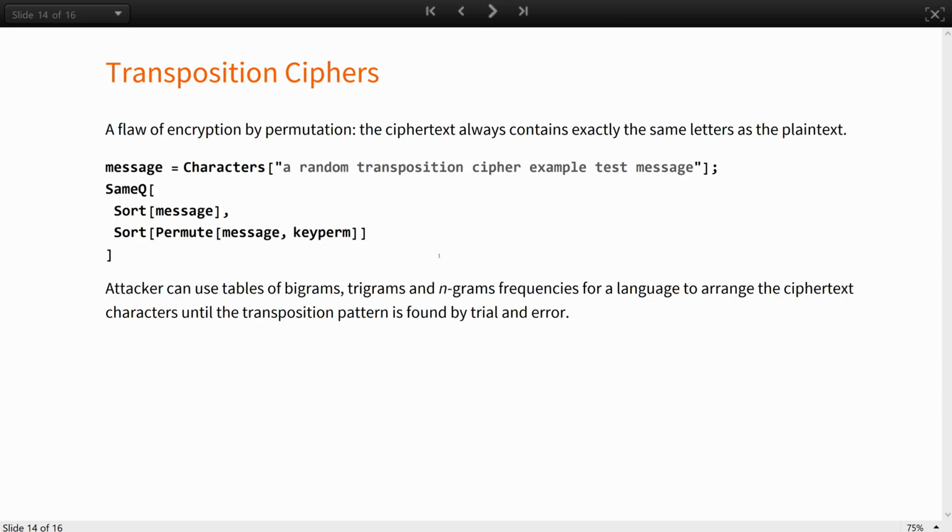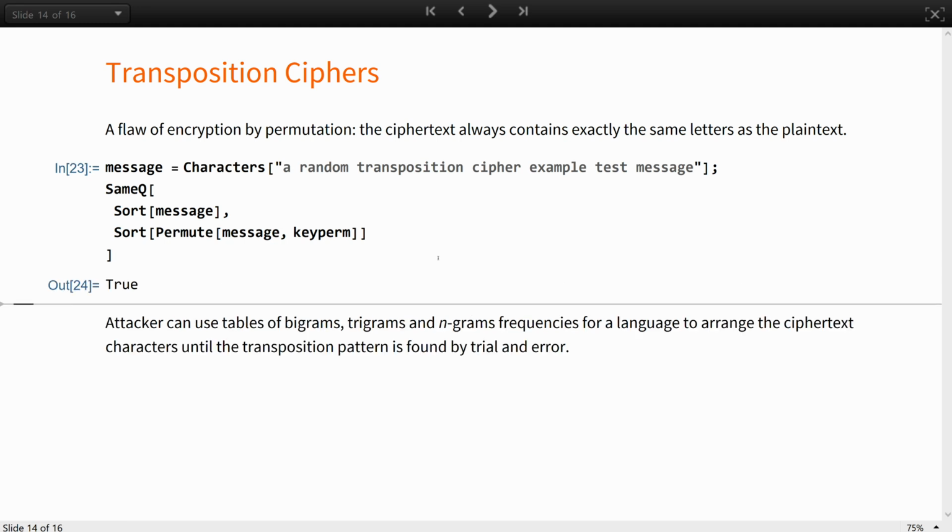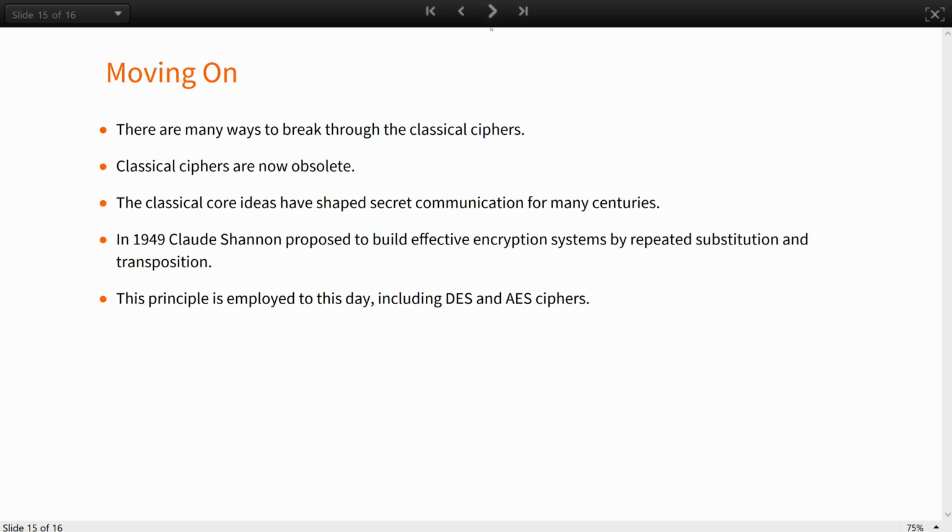The obvious flaw of encryption by permutation is that the ciphertext always contains exactly the same letters as the plaintext. To an attacker, the ciphertext is a jigsaw puzzle that reveals the secret message once the letters are assembled correctly. For this task, they can use tables of pairs of letters, triplets, and n-gram frequencies for a language to arrange the ciphertext characters in such a way that they form n-grams with the highest frequency, until the transposition pattern is found by trial and error. Over centuries, people have invented many possible ways to break through the classical ciphers, from manual analysis to neural networks.